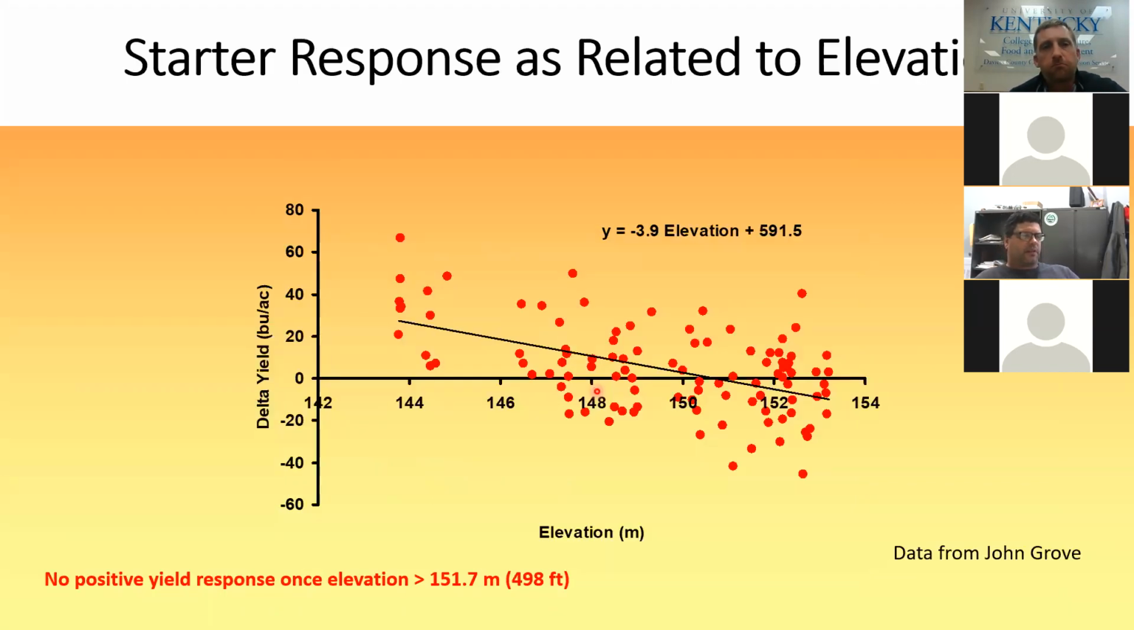What about elevation? Here's the regression analysis. As our elevation increases, we see less likelihood of a positive response. It really doesn't mean anything by itself, but at 498 feet, or 152 meters, no positive yield was seen. So somewhere in here, if you average it out, there is no positive yield increase. Once we got above that, we're looking at a warmer soil. Again, that's not an absolute, that's an average value. And where does the line go? Oh, well, there comes the line.